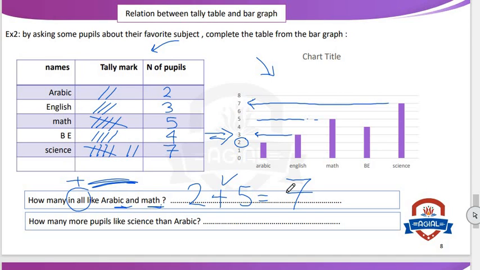Okay, how many more pupils like science than Arabic? Than, super, than means minus. Okay, science at first. How many students like science? Super, 7. The meaning is minus, not plus. Arabic equals 2. So 7 minus 2 equals what? Sure, 5. Is this easy? You can know what is the relation between the tally table and the bar graph.